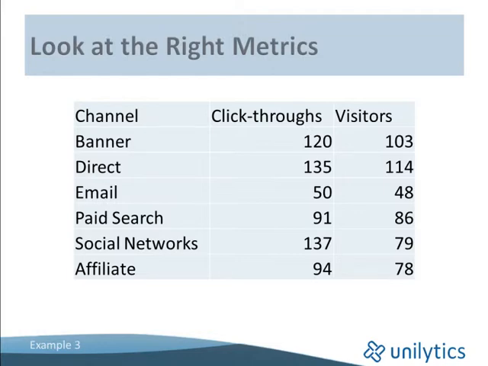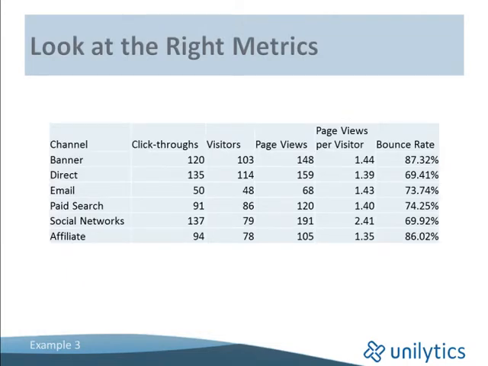So let's look at the same data, pulling in page views per visitor and bounce rate. Now that we have a broader picture, we can see that although banner advertising brought in the most visitors, it also had the highest bounce rate. So the visitors coming in through banner advertising weren't well qualified. Social networks brought in the most engaged visitors, who viewed on average almost double the number of pages as any of the other channels. But we're still not looking at the right metrics.